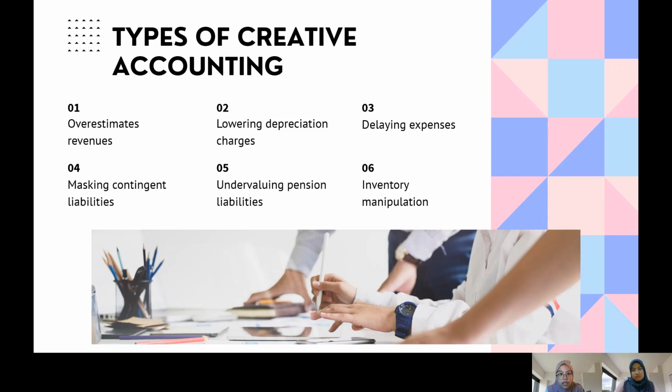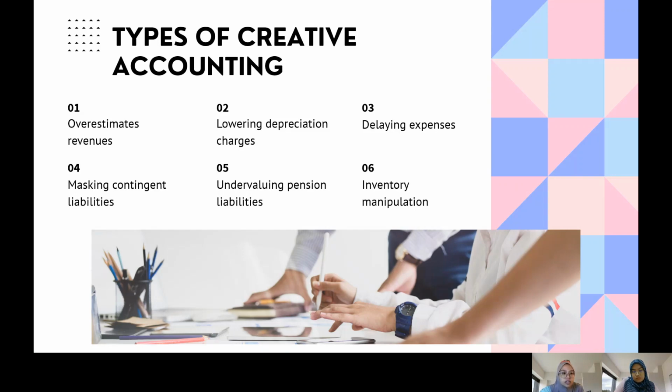Okay, the fourth is masking contingent liability, which is the failure to record a potential liability that is likely to occur, and underestimating how much it is likely to cost, so that they can boost net income or shareholder equity.